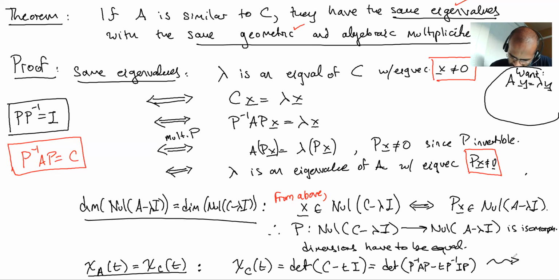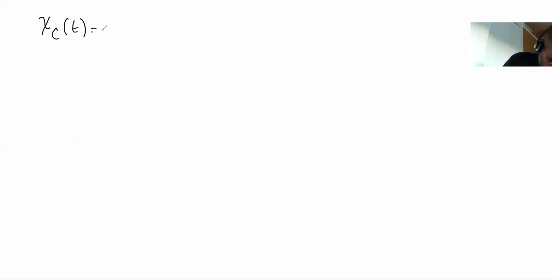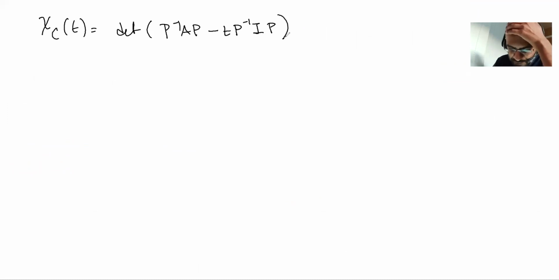So the expression, the characteristic polynomial of C with respect to T, is now equal to the determinant of P inverse A P minus P inverse I P times T, right? So now I'm going to do something which is just matrix algebra. Can you factor anything out of this?